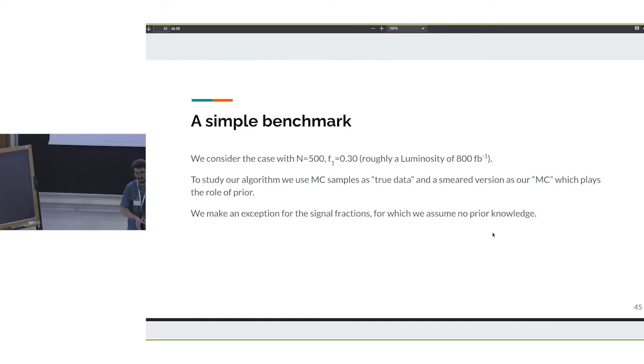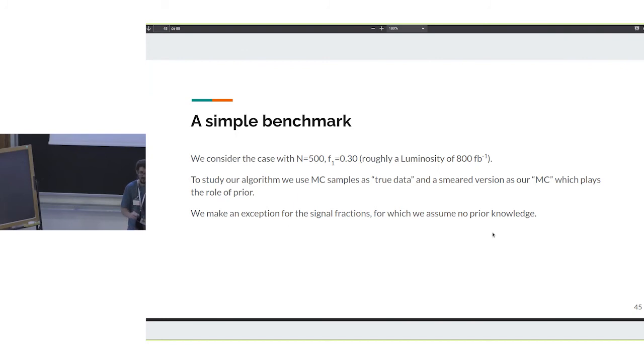This is roughly a higher luminosity than we have right now, 800 inverse femtobarns. What we'll do is take the Monte Carlo samples that we have generated as the true data, and smear them with some function to get a different Monte Carlo, let's say a harder Monte Carlo, and use that as the Monte Carlo in a true analysis. Because we don't have access to true data, what we do have is some Monte Carlo samples. We'll call them true data, smear them, and use that smeared sample as a Monte Carlo, as a prior.